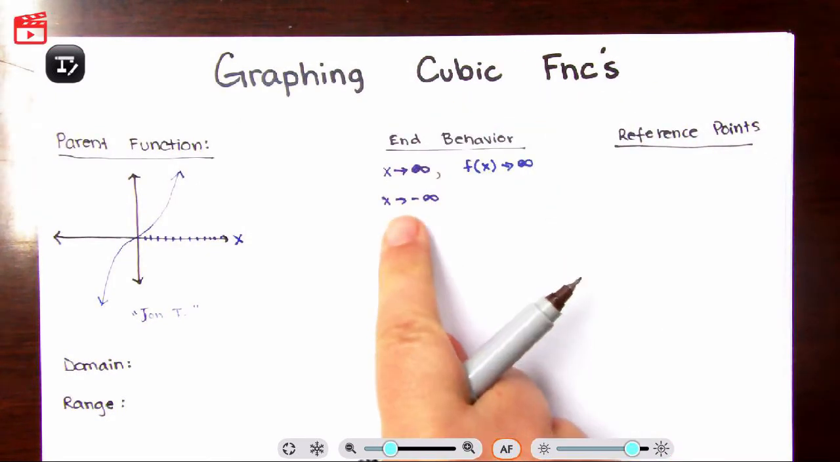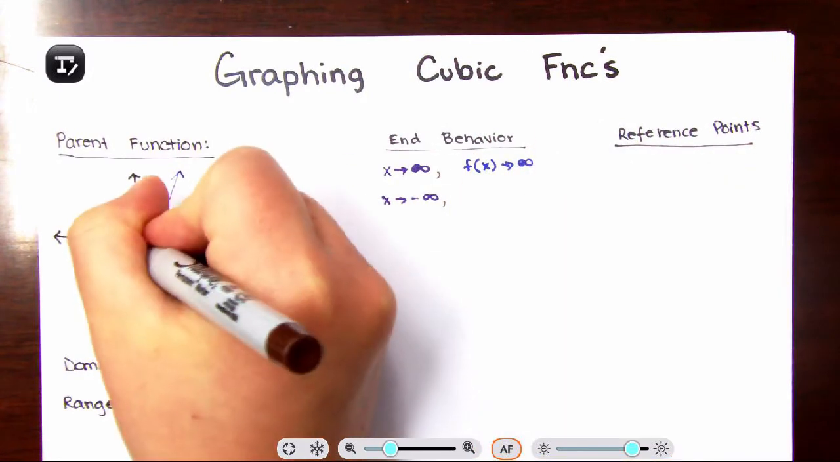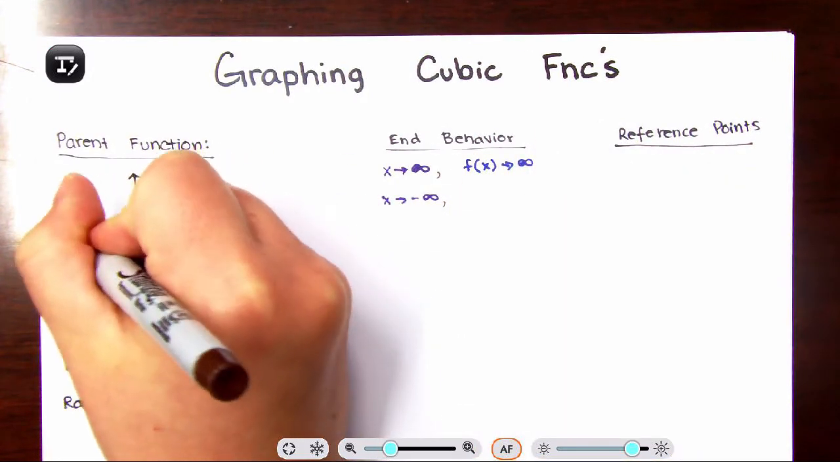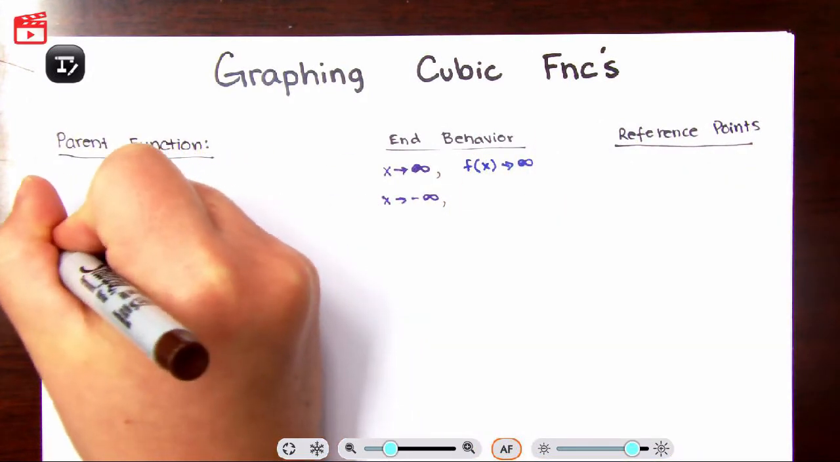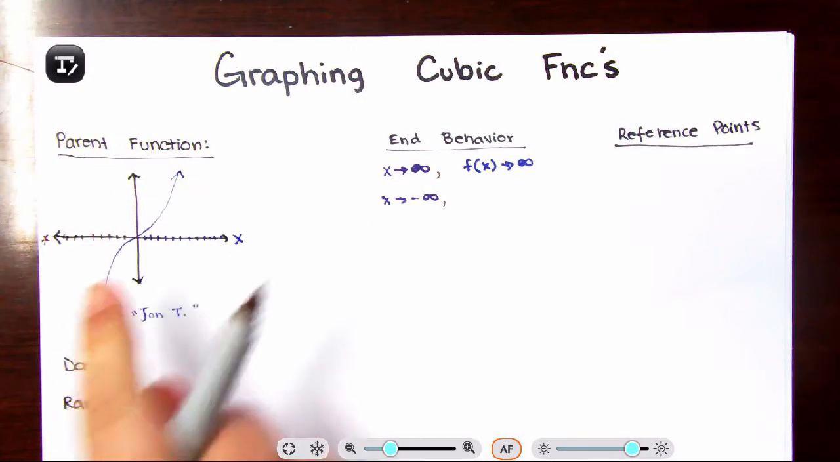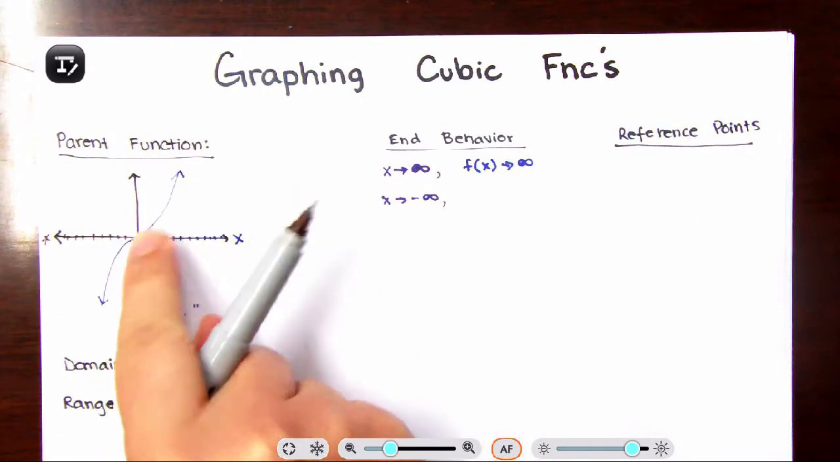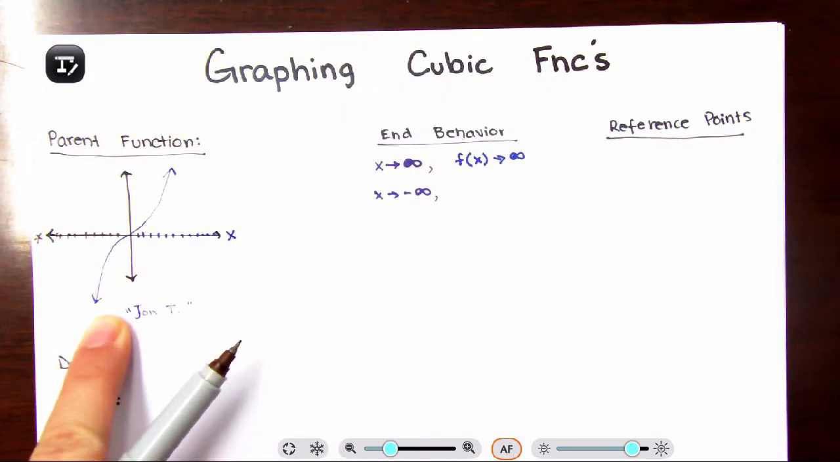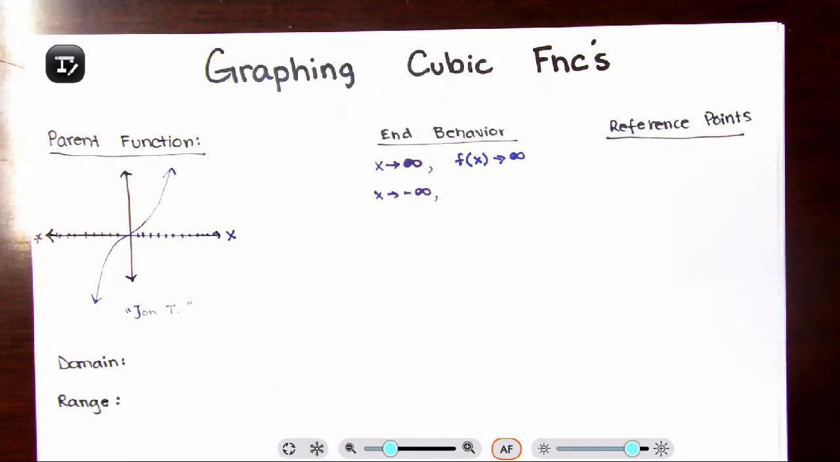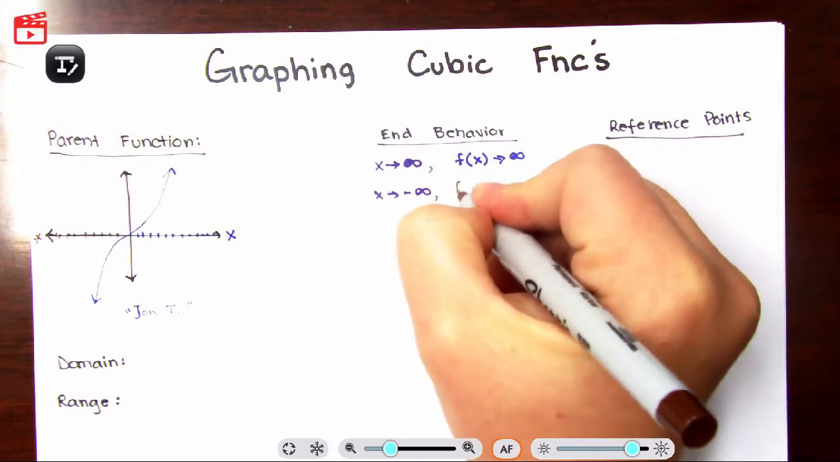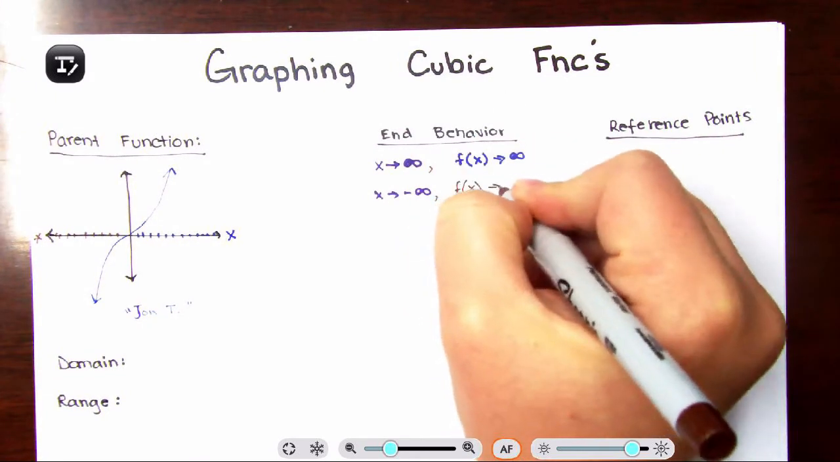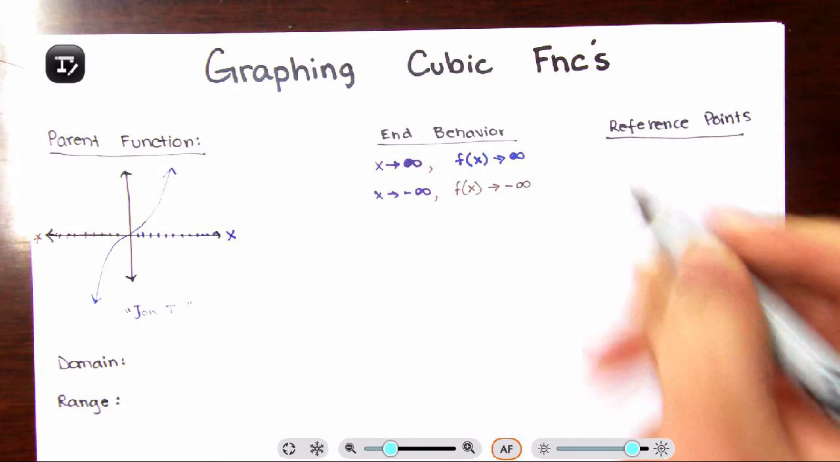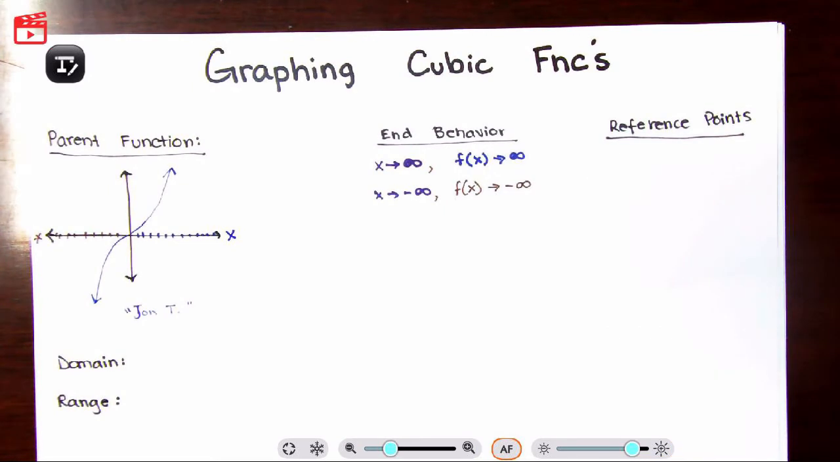And as x approaches negative infinity, that means when x gets super duper small in our negative direction, what happens to our y? What's the behavior? In this case, it drops down all the way because we have an arrow. That means it goes down to infinity and beyond. So then we have f of x, or y, approaches negative infinity. So that is the behavior of our parent graph.